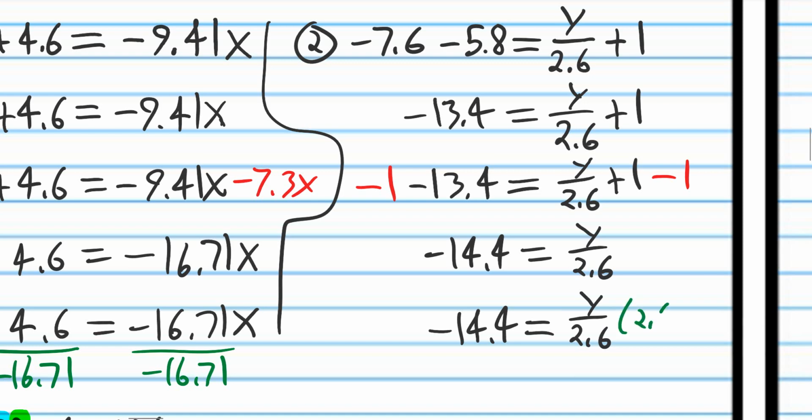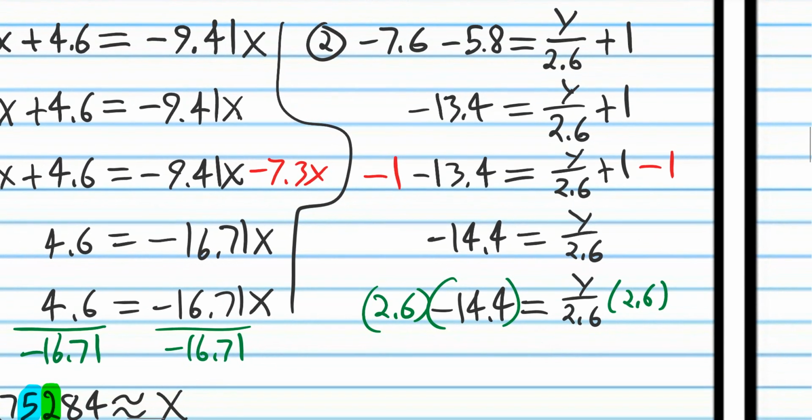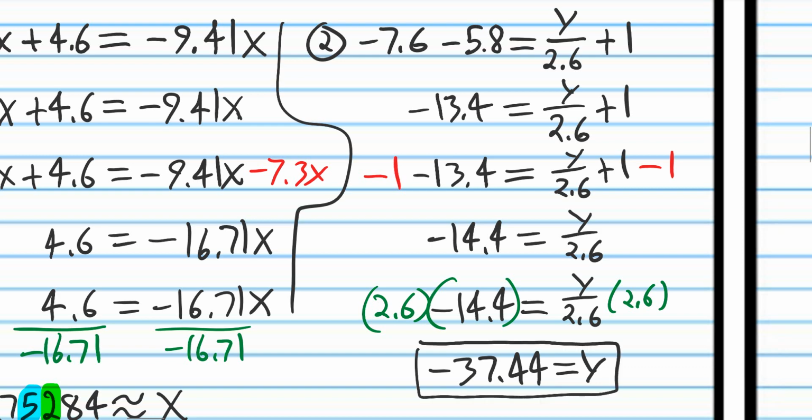And we're going to multiply by 2.6. You have to put both numbers in parentheses on the left side, or else it'll look like subtraction. And this is a good calculator operation here. 2.6 times 14.4 is 37.44, and I'm just going to add the negative afterwards. And that's an exact answer, so we don't have to round off.